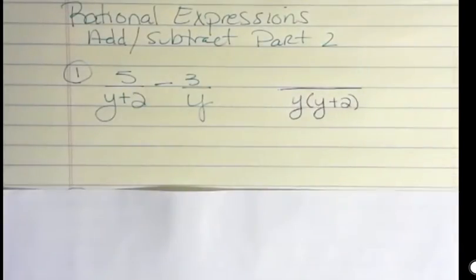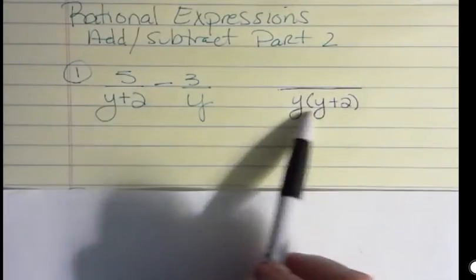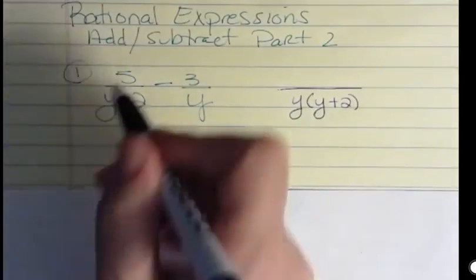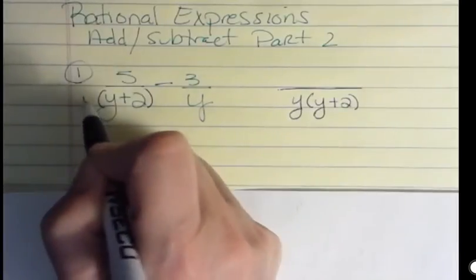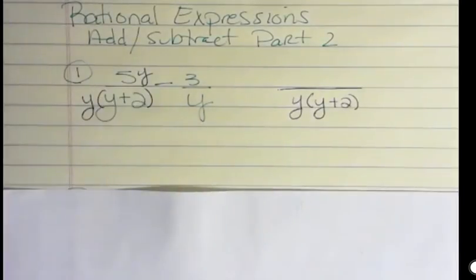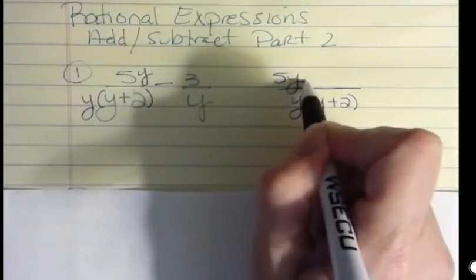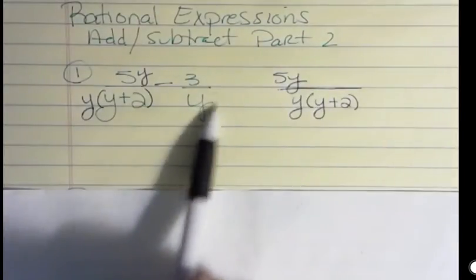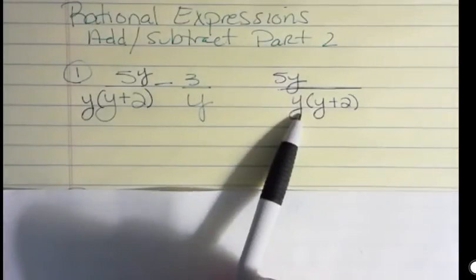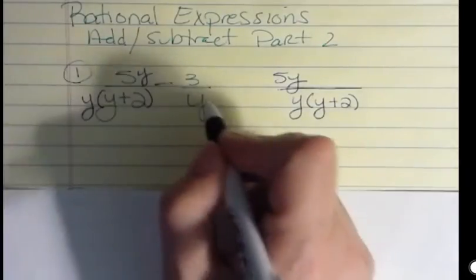That's my LCD. Then I go back and say, well, what is this fraction missing out of here? And it's obviously missing that standalone y. So I would have to multiply that by y, which means I'm going to have to do the same thing to the top, and that's going to give me 5y. And then we're saying, well, what is the second one missing? Well, the second one had the standalone y, but it doesn't have the y plus 2.